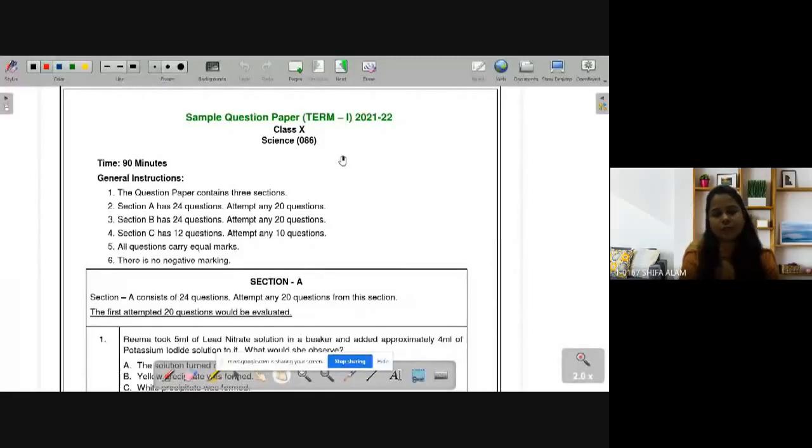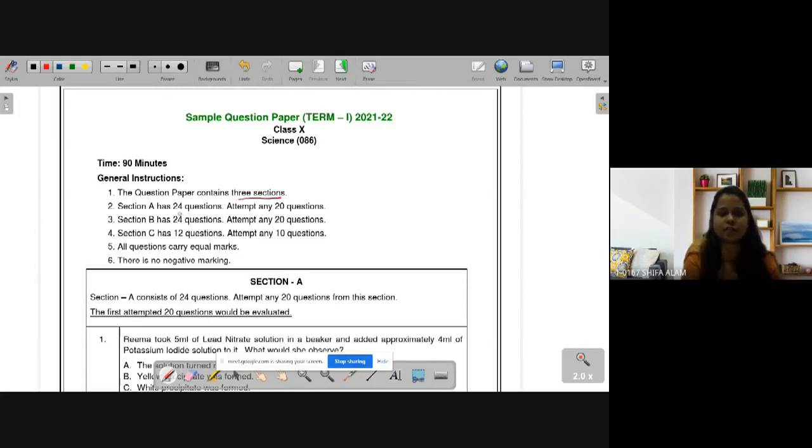Hello everybody. Today we will be starting the solution of the CBSE published sample paper for class 10 for the term 1 for the session 2021 and 22. As you can see that the paper is divided into 3 sections.